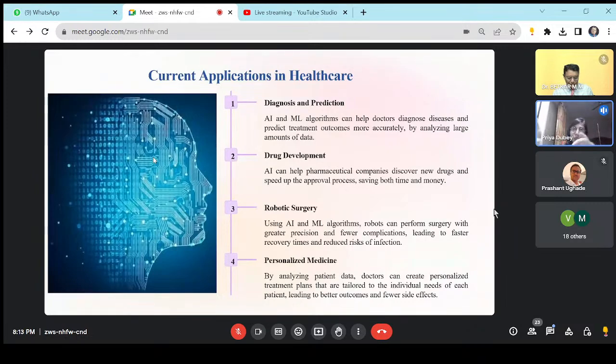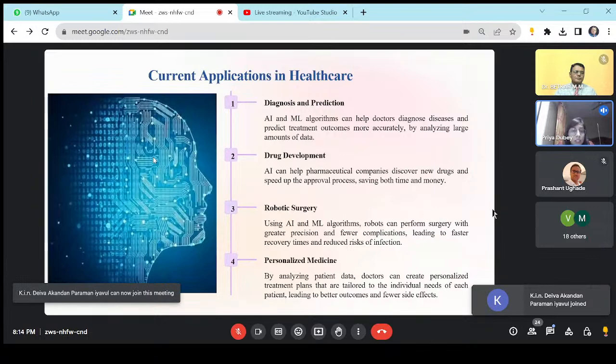Next is robotic surgery. Robots are based upon artificial intelligence and machine learning techniques, and robots can perform surgery with greater precision that causes fewer complications, and therefore the recovery time could be shortened and the risk of infection can be reduced. And the fourth point is personalized medicine, which is the latest application of AI in healthcare industries.